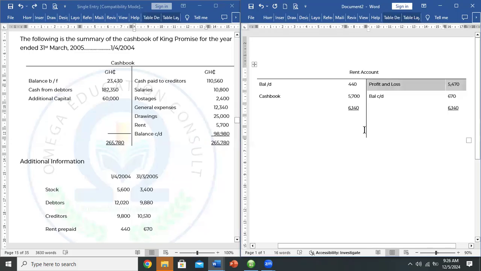So you see, if you didn't prepare the rent account and you picked any of the figures, you would have been wrong, right? So that's the essence of preparing the expense account under single entry records. And always remember to bring your closing balances as brought down. And that is your simple rent account. Okay. Any questions, professors?